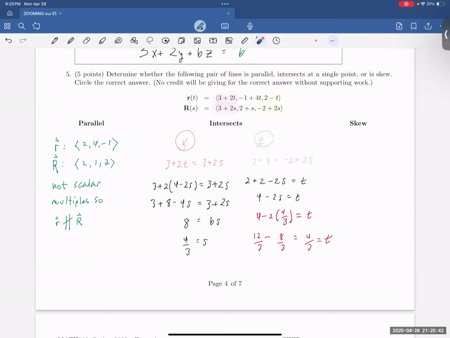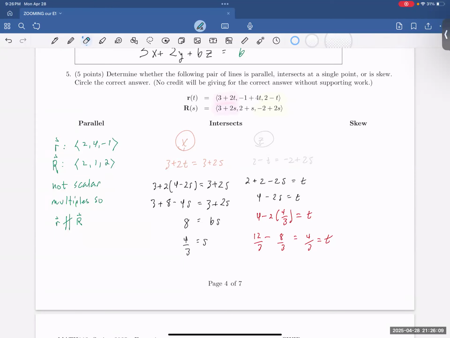All right, so right now, if we were to plug these times back into the lines, we have, okay, so if we plugged in 4/3, well, I'm not going to do it that way.